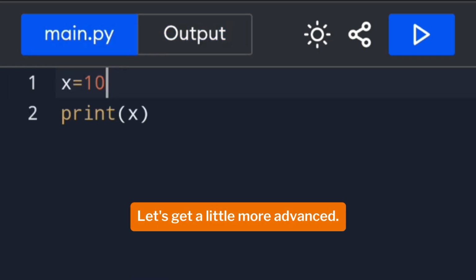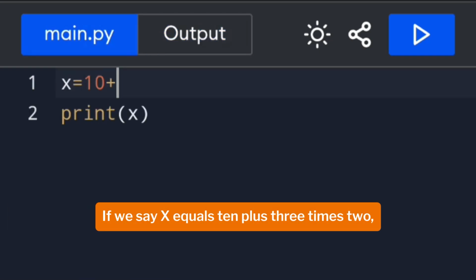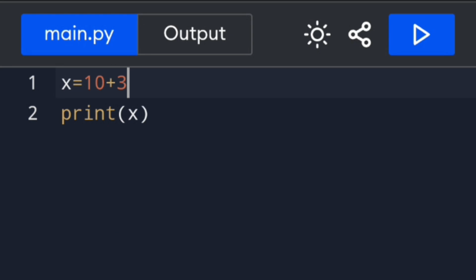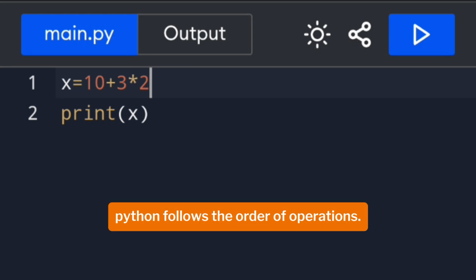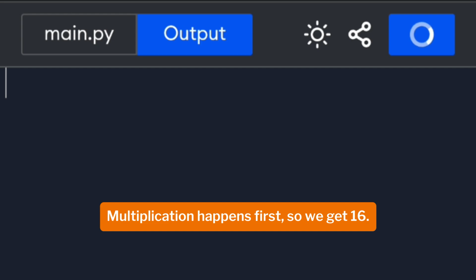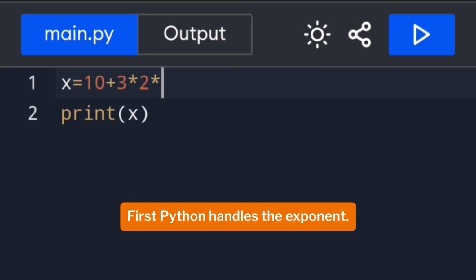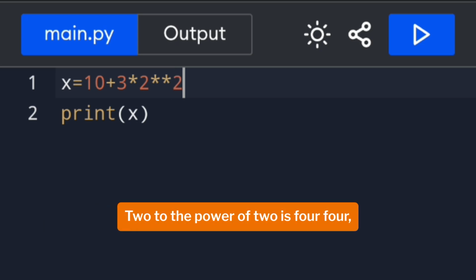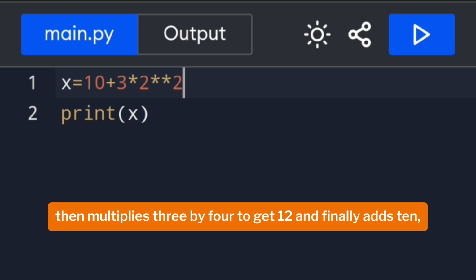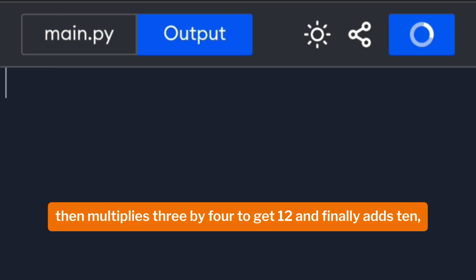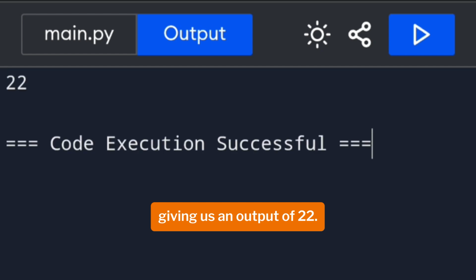Easy, right? Let's get a little more advanced. If we say x equals 10 plus 3 times 2 to the power of 2, Python follows the order of operations. First, Python handles the exponent. 2 to the power of 2 is 4, then multiplies 3 by 4 to get 12, and finally adds 10, giving us an output of 22.